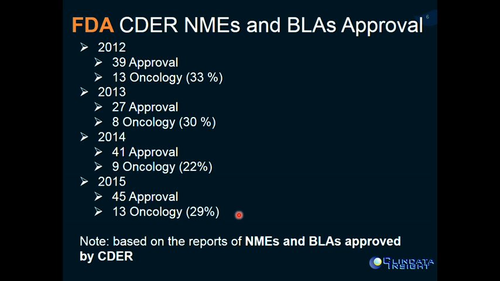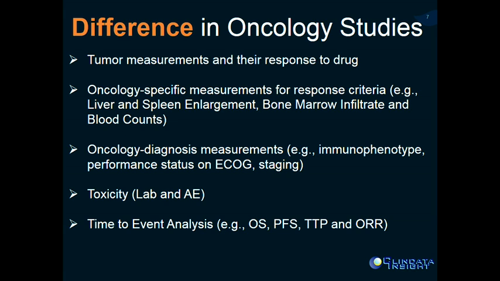So we notice that a lot of cancer studies are done in the pharmaceutical industry, and a lot of cancer drugs are developed and approved by the FDA. That means that programmers and statisticians are heavily involved in oncology studies. Oncology studies are known as very complex and difficult. The reason it is difficult is that it is quite different from other studies. So let's take a look at how oncology studies are different.